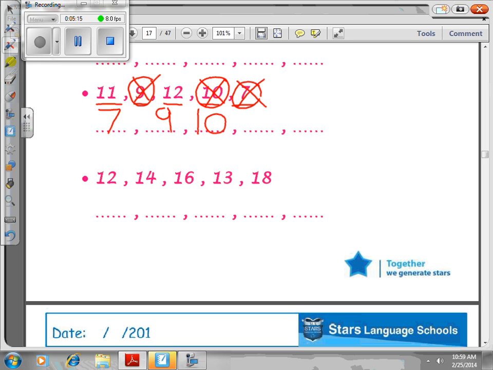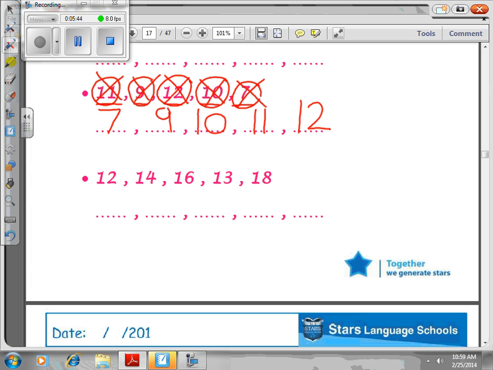Then I have 11 and 12. Which is smaller, 11 or 12? Yes, 11 is smaller than 12. So I write down 11 and I cross 11. What's the number left here? It's 12, which is the biggest number. So I write down 12 and I cross 12.